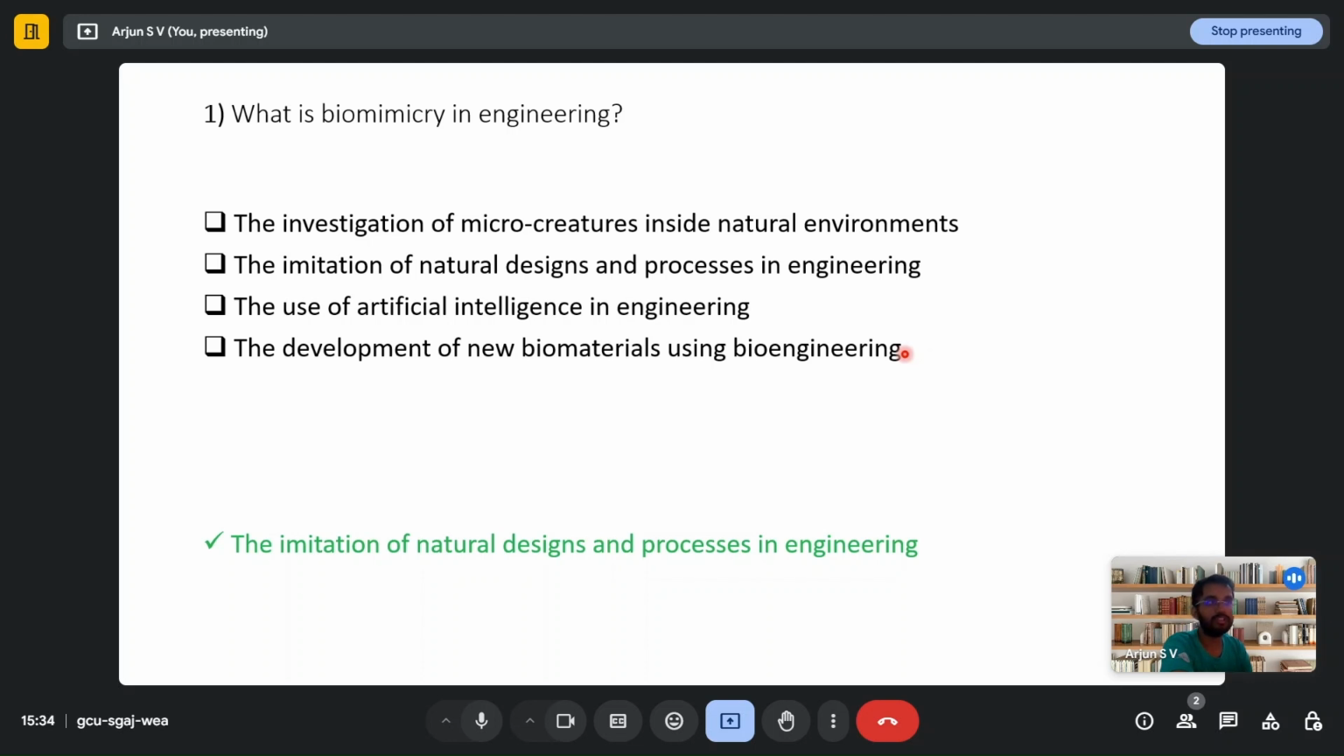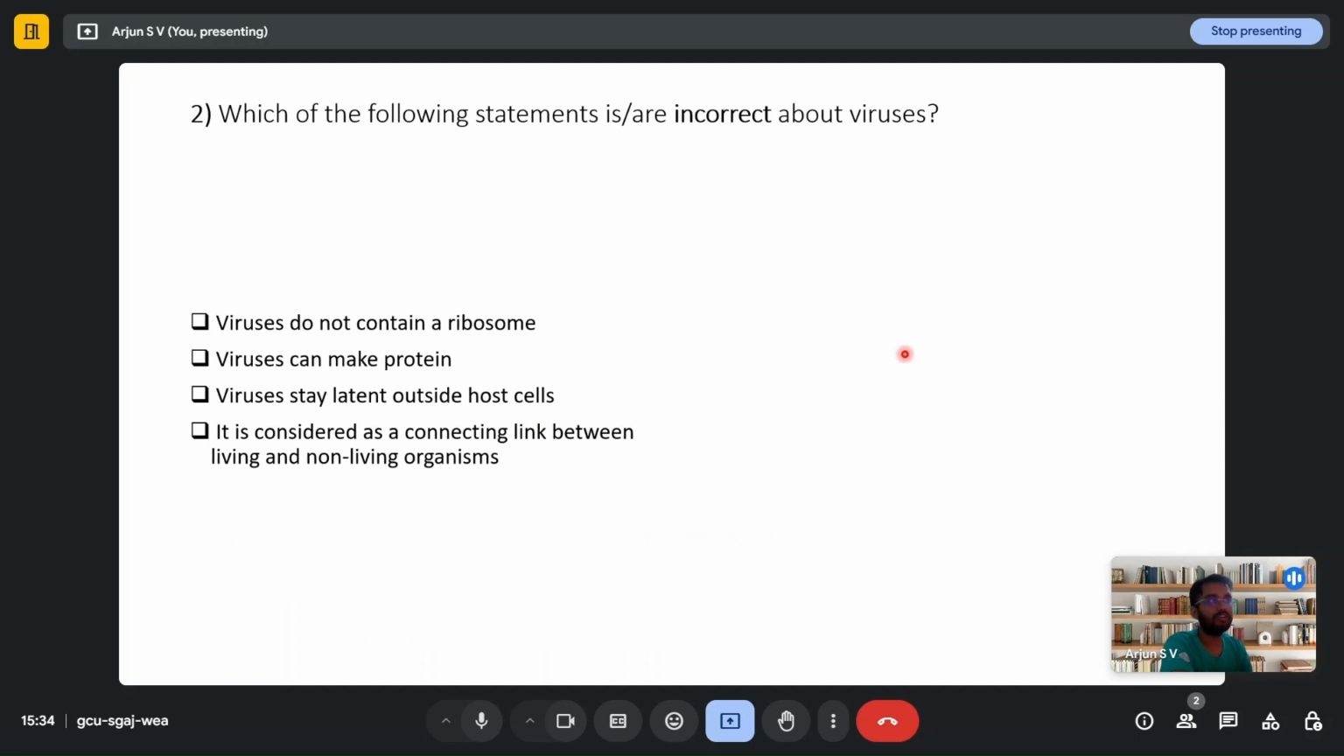So I'll go to the next question. Which of the following statements is or are incorrect about viruses? Option 1, viruses do not contain a ribosome. Viruses can make protein. Viruses stay latent outside host cells. It is considered as a connecting link between living and non-living organisms.